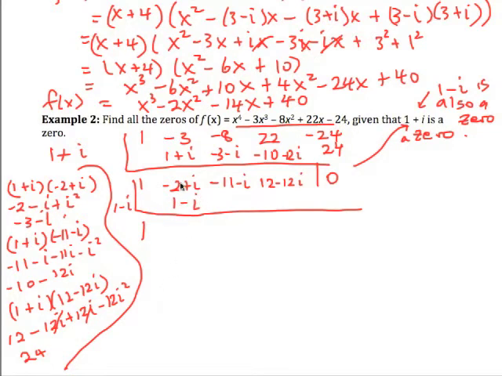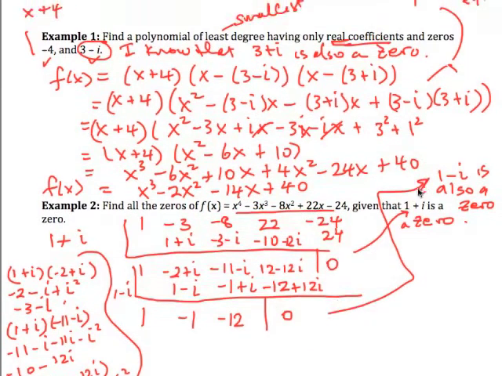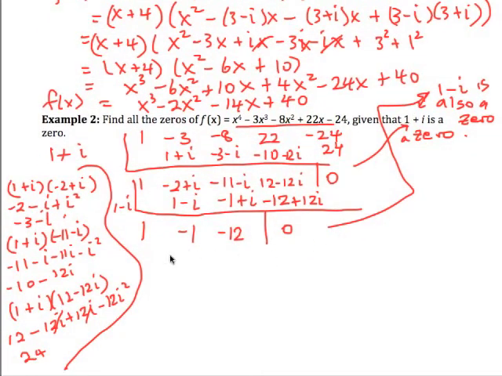Okay, now notice what happens here. When I add, I'll get a negative 1. When I multiply here, I'm going to get a negative 1 plus i. And when I add here, I'm going to have a negative 12. When I multiply here, I'm going to get a negative 12 plus 12i. And when I add here, I'm going to get 0, which verifies that this one here is a 0. Alright, so now what I have left is x squared minus x minus 12.